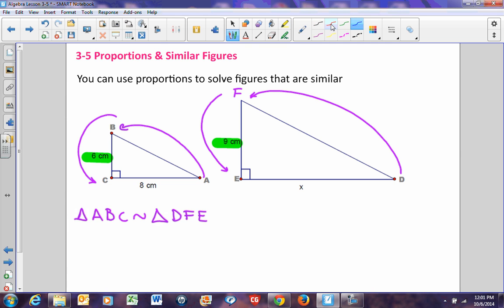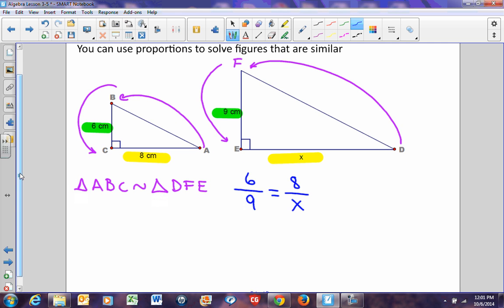So let's look and see, so we can solve. The smaller triangle side 6 corresponds to the bigger triangle side 9. The smaller triangle side 8 corresponds to the larger triangle side X. So 8 over X. We now have a nice little proportion here. 6 over 9 equals 8 over X.